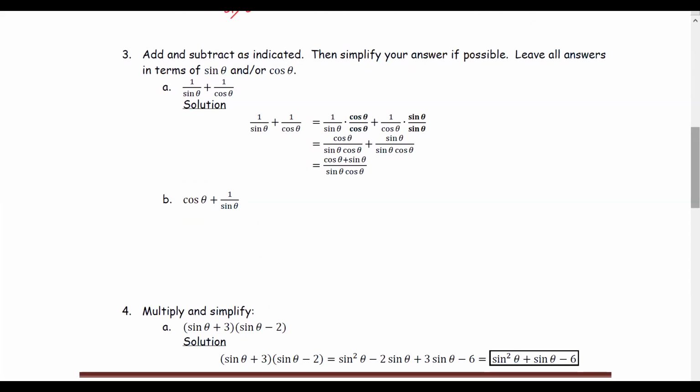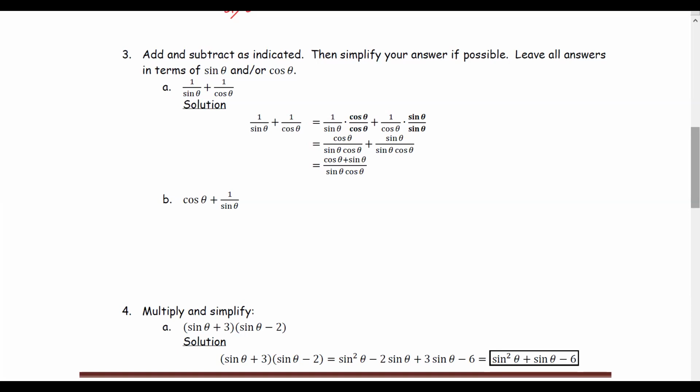Number 3, add and subtract as is indicated. Then simplify your answer if possible. List all answers in terms of sine theta and or cosine theta. As you see in example 3a, 1 over sine theta plus 1 over cosine theta.